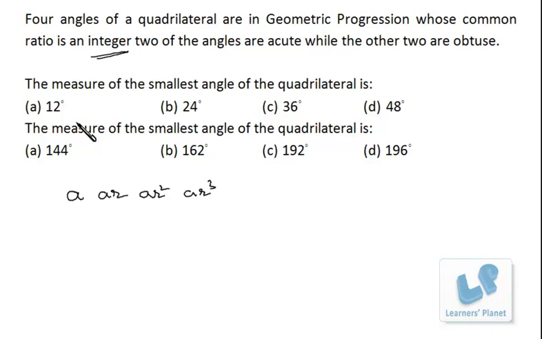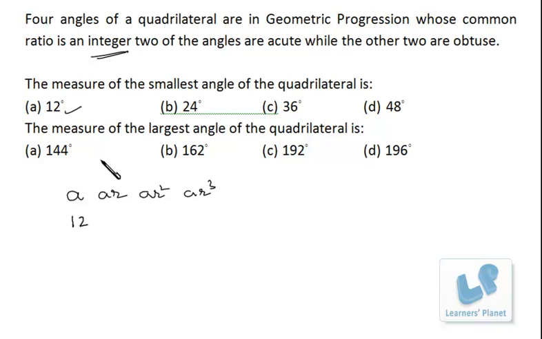Now let's try to solve both the problems simultaneously. First of all, let's assume that the smallest angle is 12 degrees. If 12 is the smallest, we have to choose one of them from these, which will be the largest. Now if 12 is smallest, that is this, and ar cube will be one of them.